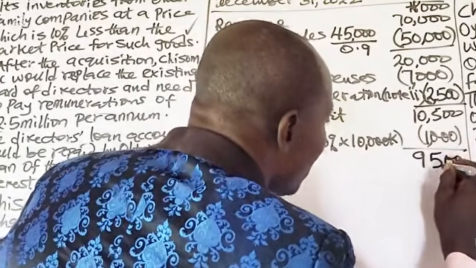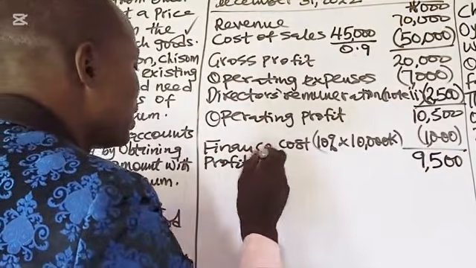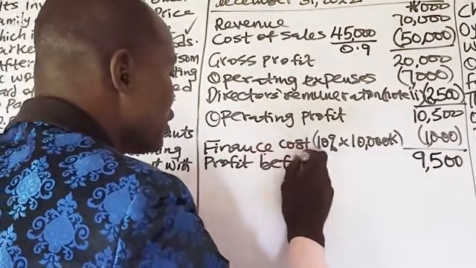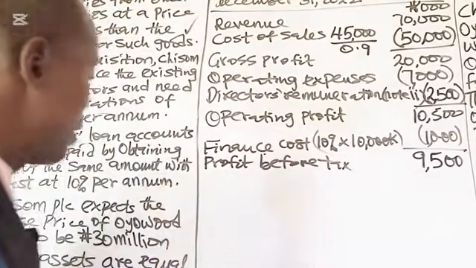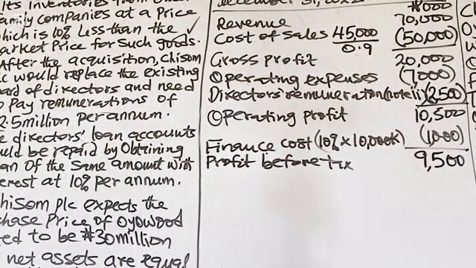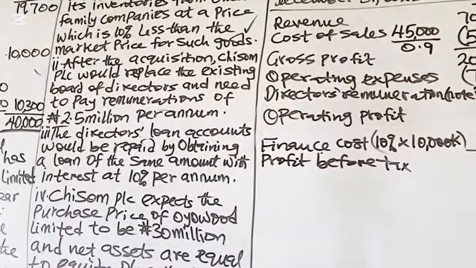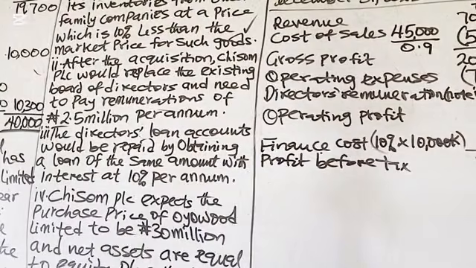This 9.5 million is the profit before tax. Now, we have considered notes 1, 2, and 3. So note 4 is about Shiston PLC, which expects the purchase price of Oyowood Limited to be 10 million.